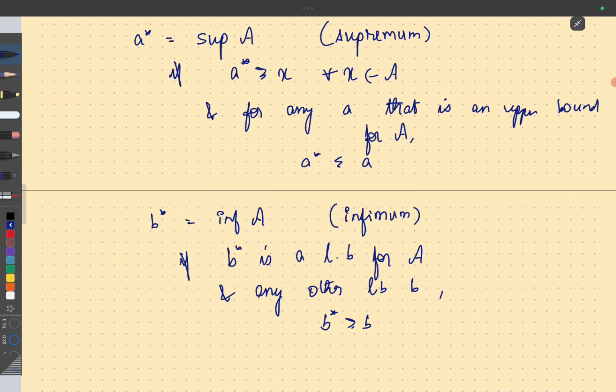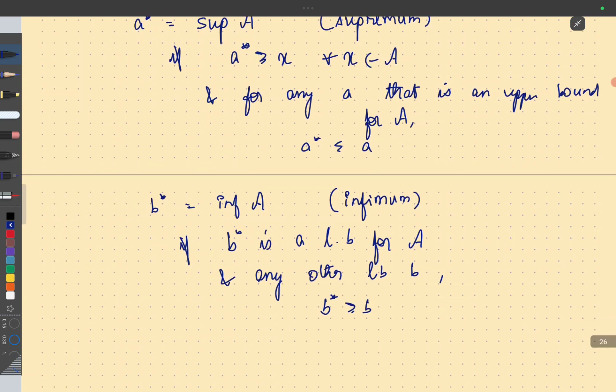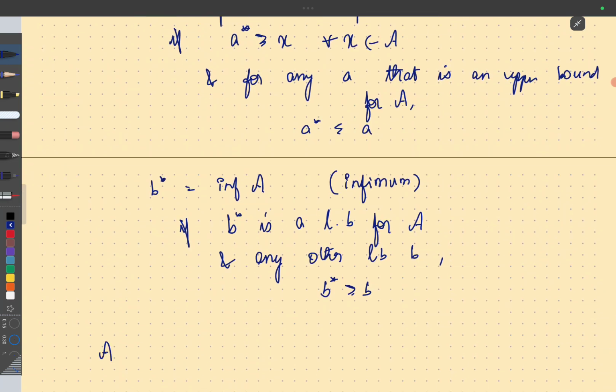Okay, this is a formal definition, but let's see some examples to understand this particular concept. Suppose I take A to be the closed interval from 0 to 1. What can you say about all possible upper bounds for the set A? Any number that is greater than or equal to 1 is an upper bound for A. And I claim that 1 is the supremum of A, because 1 is the smallest possible upper bound you can have for the set A.